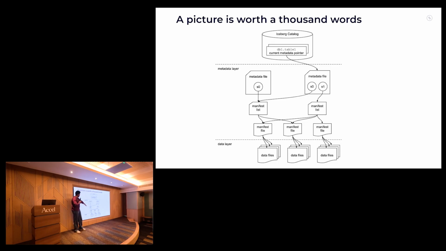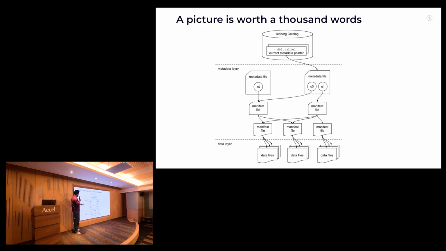The next level is the manifest list. As the name suggests, it is a list of manifests. If you see this manifest list, it has two entries. The pointers are the entries in this list. So that's the manifest list, and a manifest list has a one-to-one correspondence with a snapshot. If you see there is a snapshot S0, this is the manifest list that represents that snapshot. In the same way, snapshot 1 has a corresponding manifest list.